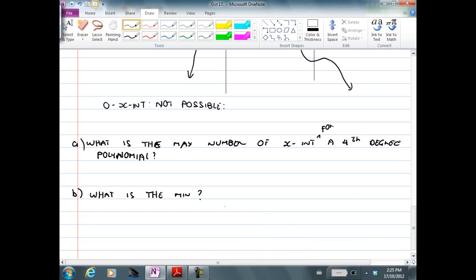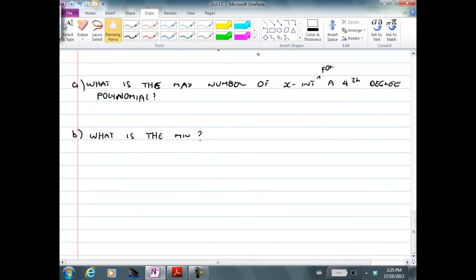I walked around and a lot of you said, that's easy. The maximum number I can have for a quartic function is, let's say if I look at this, 1, 2, 3, 4. So max is 4. Correct. Now what is the minimum? People say 2, but Adria says, no, you can have 0. How can you have 0? Because it could be upside down. Draw me one with 0.